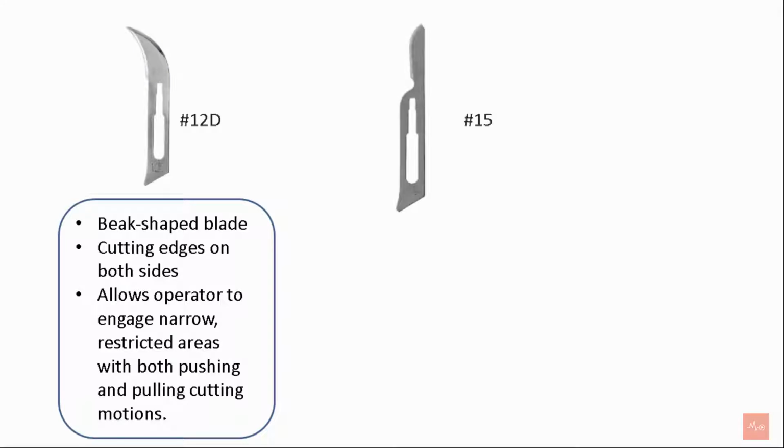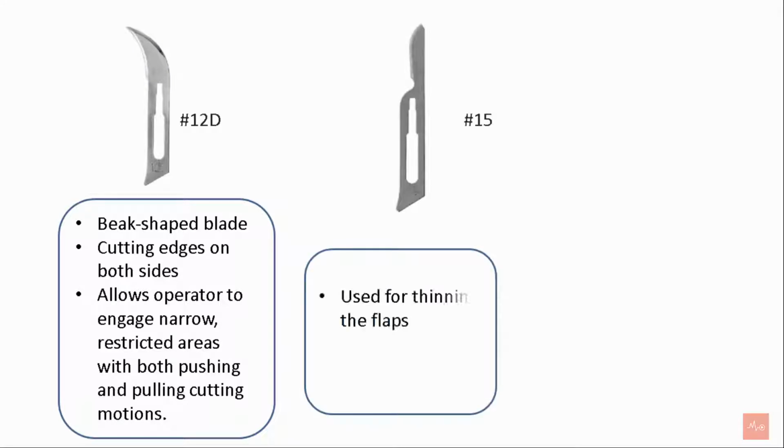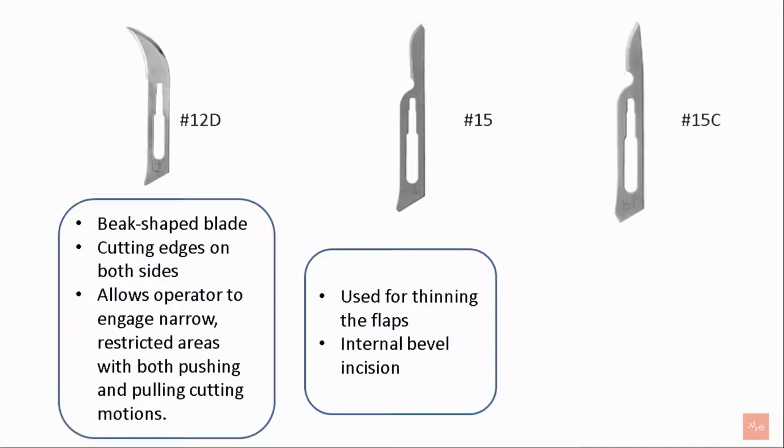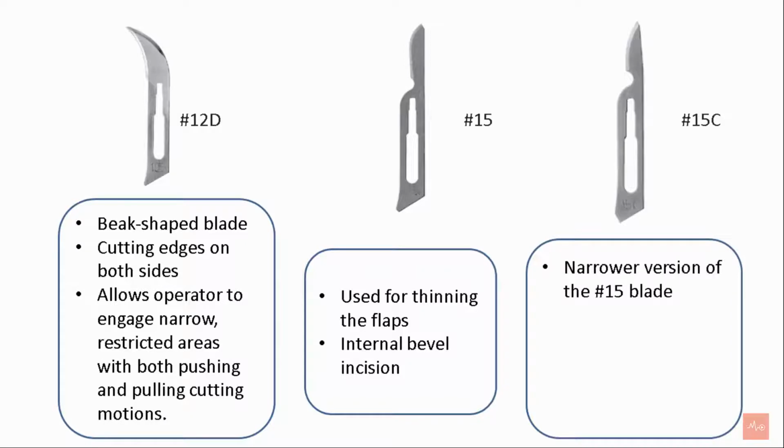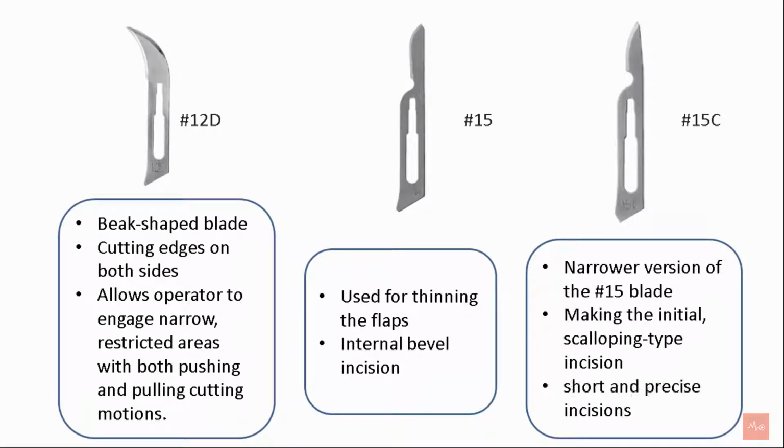The number 15 blade is most commonly used in periodontal surgery. It is used for thinning the flaps and also to give the internal bevel incision. It can also be used to give vertical incisions. The number 15C blade is the modification of the number 15 blade. It is a narrower version of the number 15 blade and it is used to make initial scalloping type incision. It is short and gives precise incisions.